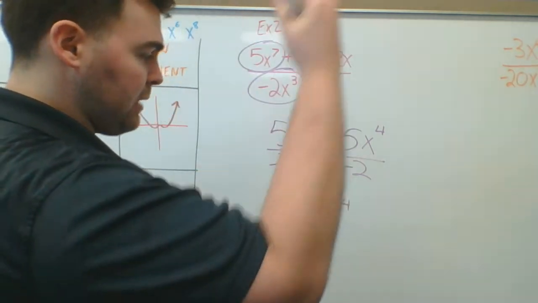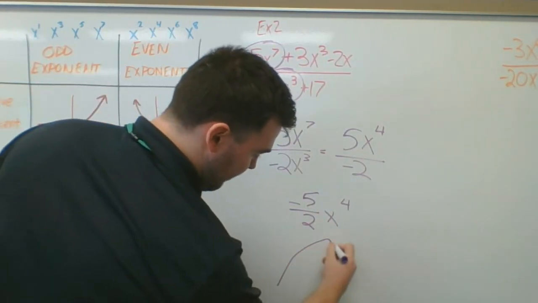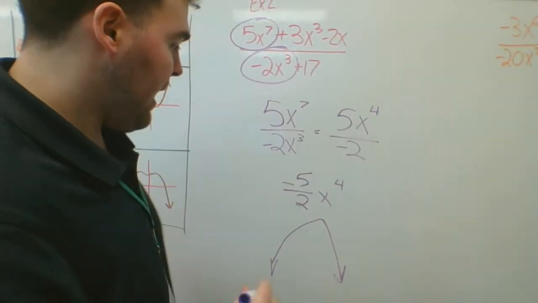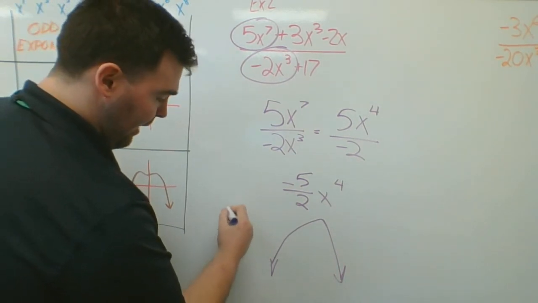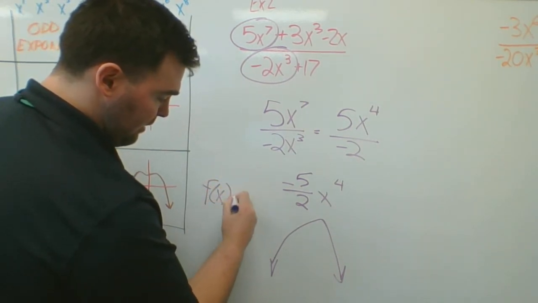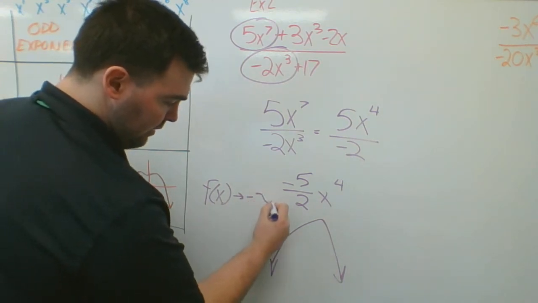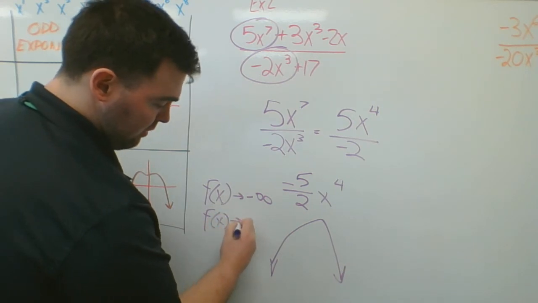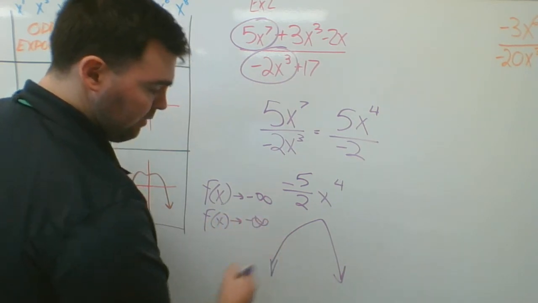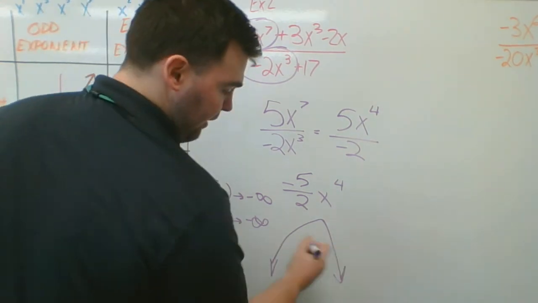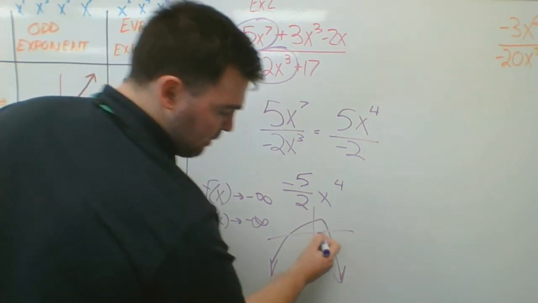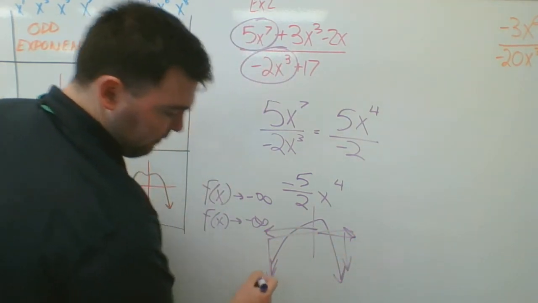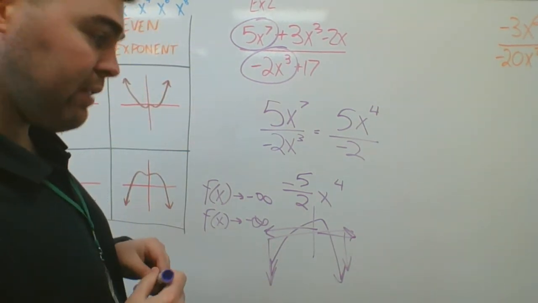I have an even exponent. So eventually it's going to end up looking something like that. Okay? Check your chart if you need to, right? As x goes to negative infinity, f of x goes to negative infinity. As x goes to positive infinity, right? Think about it like a graph. As x goes to positive infinity, this goes to negative infinity. As x goes to negative infinity, this also goes to negative infinity, right? If you need to look at the chart, that's fine.